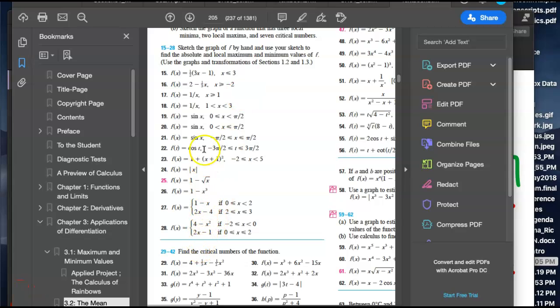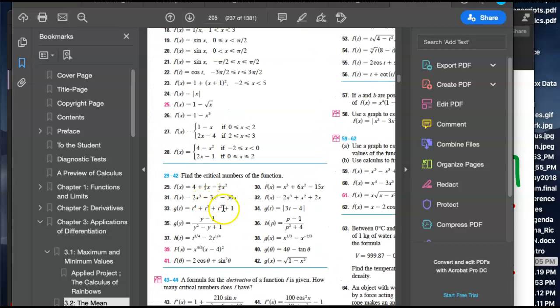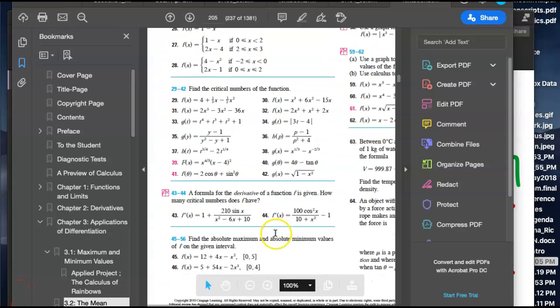Here, they're asking you to find the absolute and local max and min values given these graphs. Then the next grouping was just finding the critical numbers of these particular functions. And then here, to find the absolute max and min, which we were focusing on, because it does ask you to find the critical values as well.